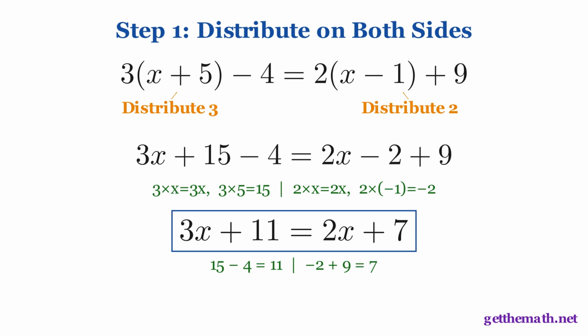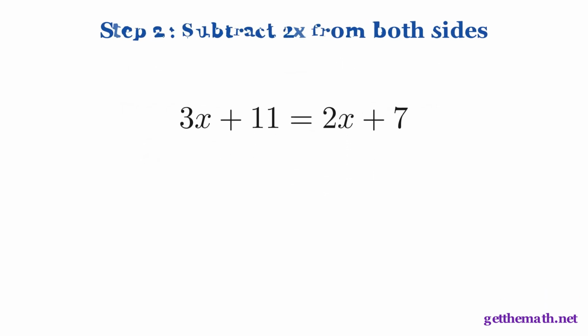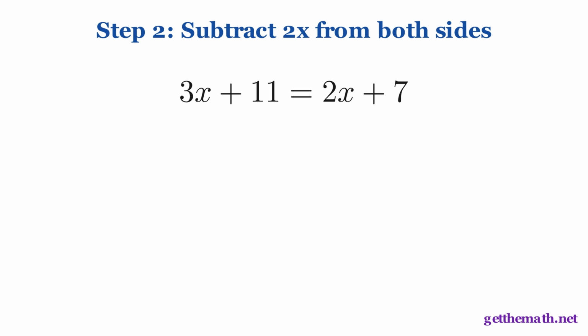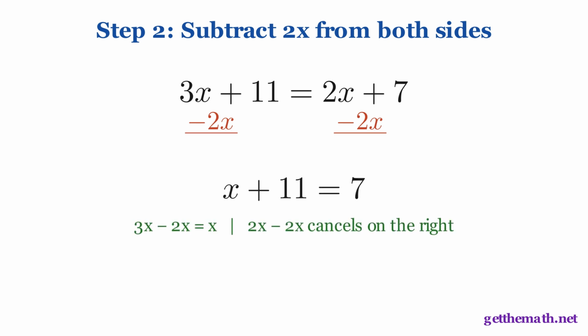Step 2, move the x terms to the left side. Subtract 2x from both sides. 3x minus 2x is x. 2x minus 2x cancels out. Now we have x plus 11 equals 7.